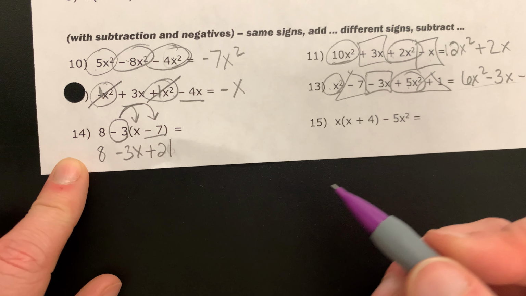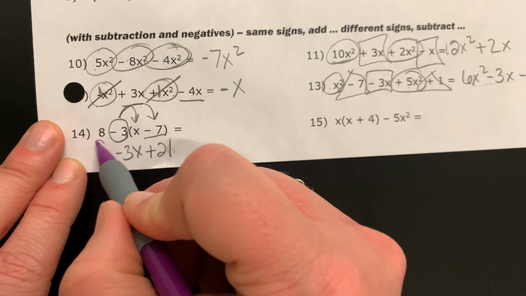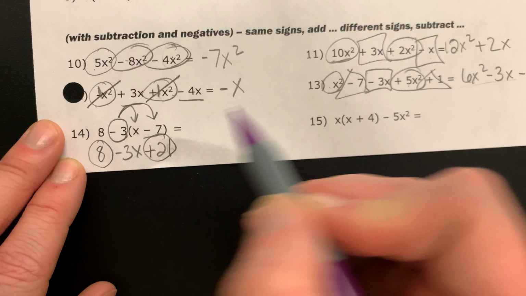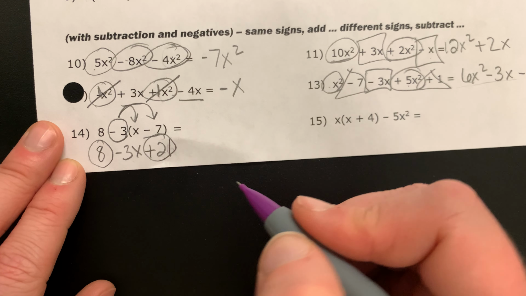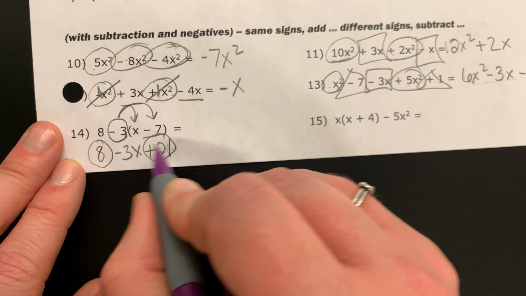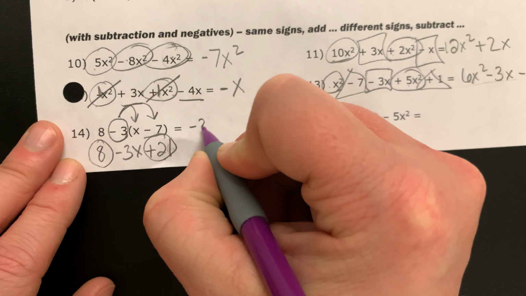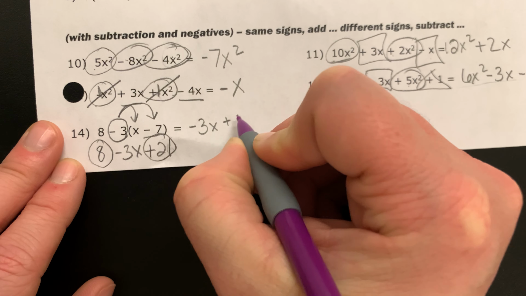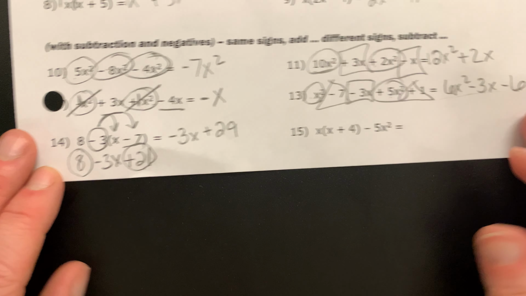Now that I've gotten rid of parentheses, I'm going to see if there's anything I can combine. So I have a constant here and a constant there. So 8 plus 21 is 29. So I'm just going to write negative 3x plus 29.